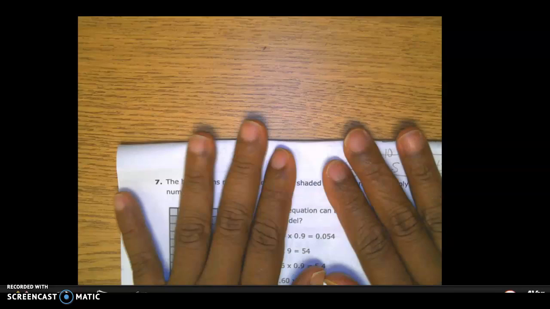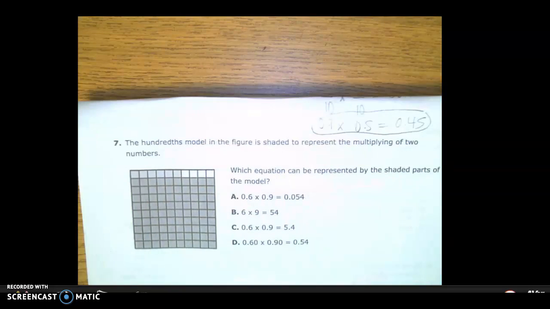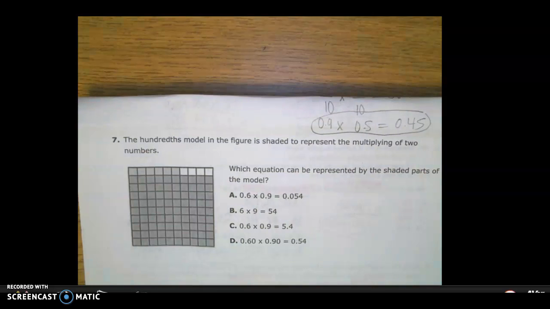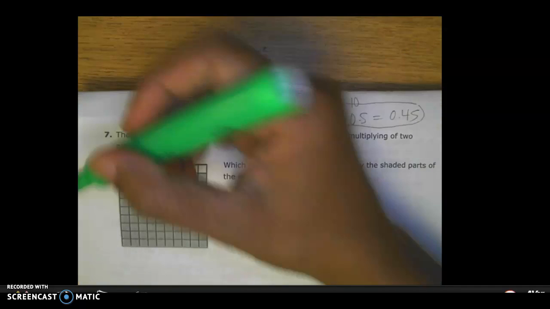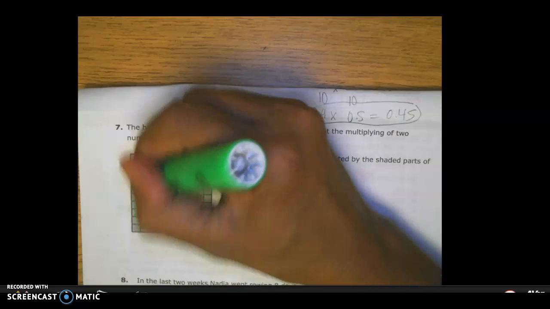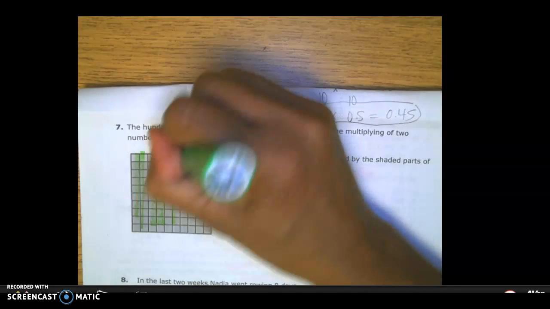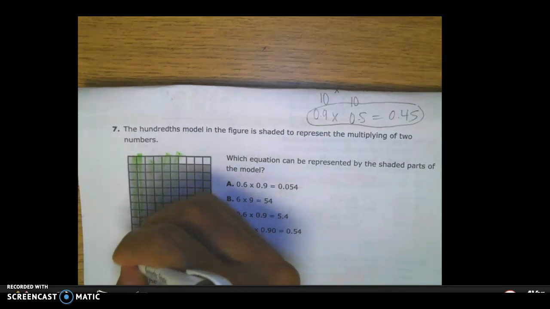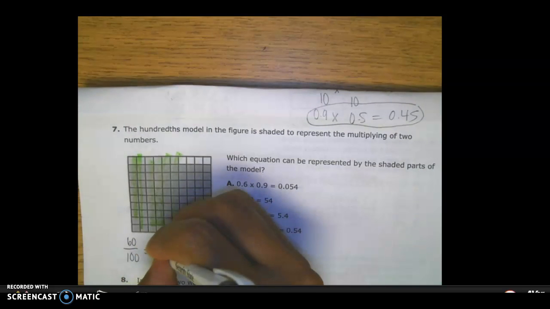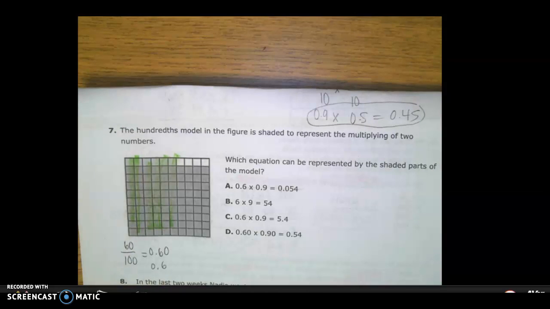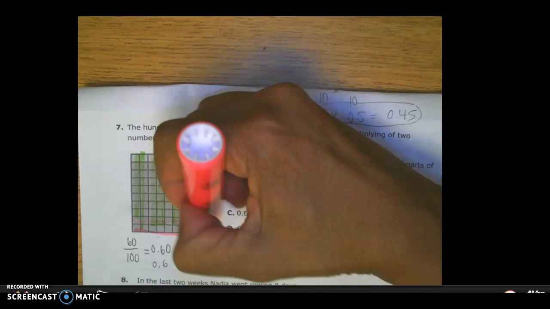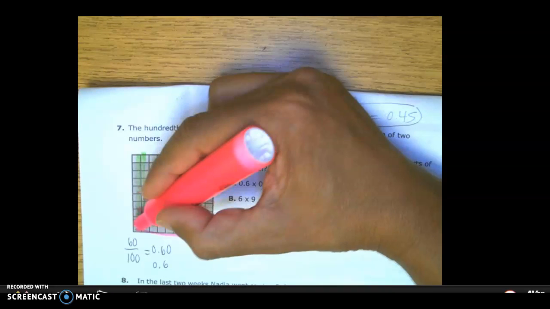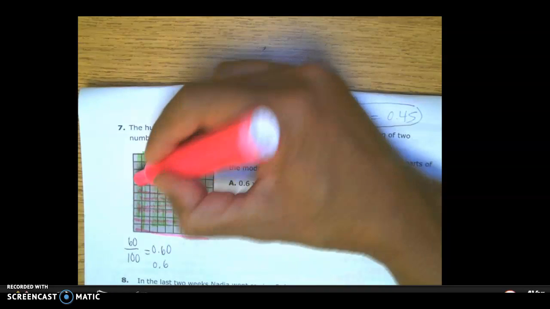The 100 model in the figure is shaded to represent the multiplying of 2 numbers. Which equation can be represented by the shaded part of the model? So this one is 10, 20, 30, 40, 50, 60. So that's 60 hundredths, or you can write 0.60, which is the same as 0.6. You go 1, 2, 3, 4, 5, 6. Then 1, 2, 3, 4, 5, 6, 7, 8, 9.